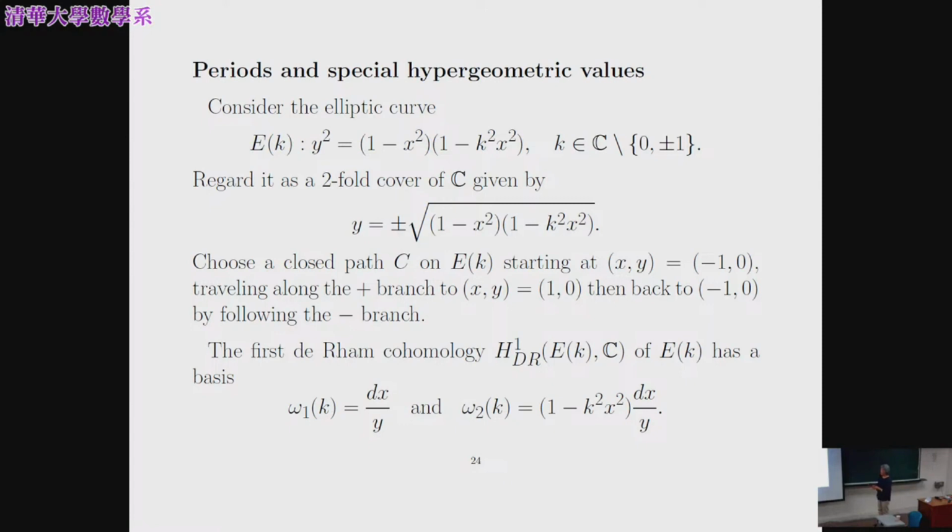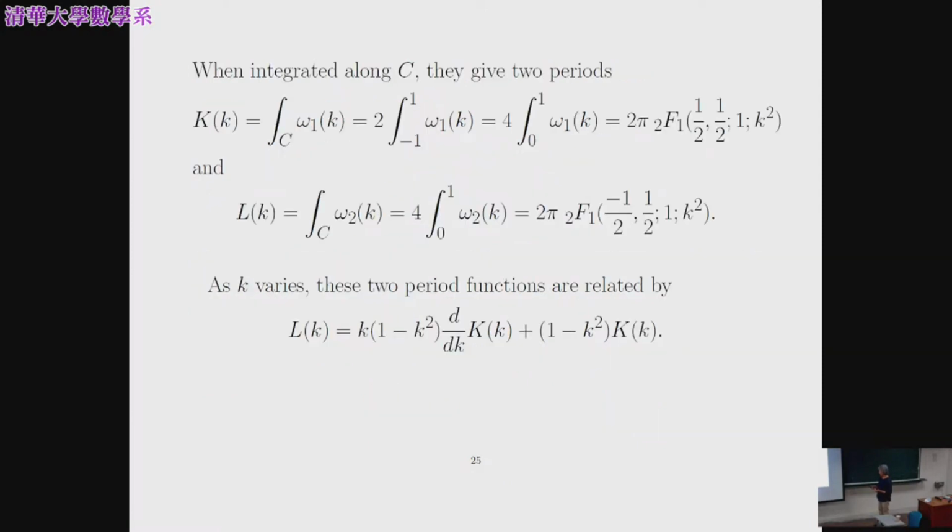On this elliptic curve, I'm going to choose a basis for the first cohomology. The first one is the holomorphic differential dx over y. The second is dx over y times 1 minus k squared x squared. It is holomorphic everywhere except at the pole at infinity. So I take these two one-forms, and we integrate along this closed cycle. This is called a period.